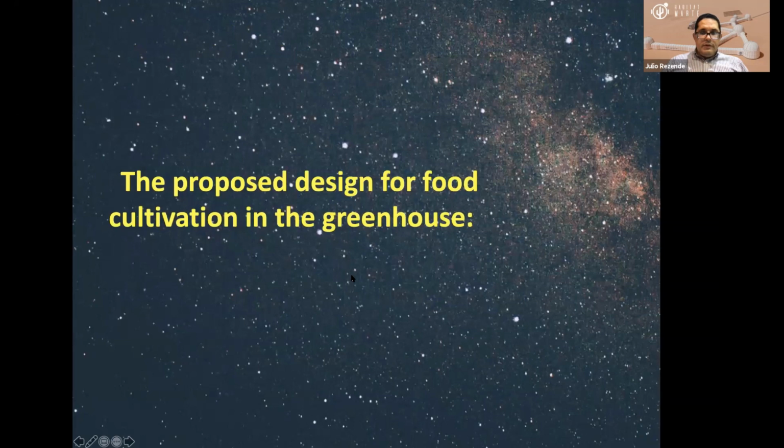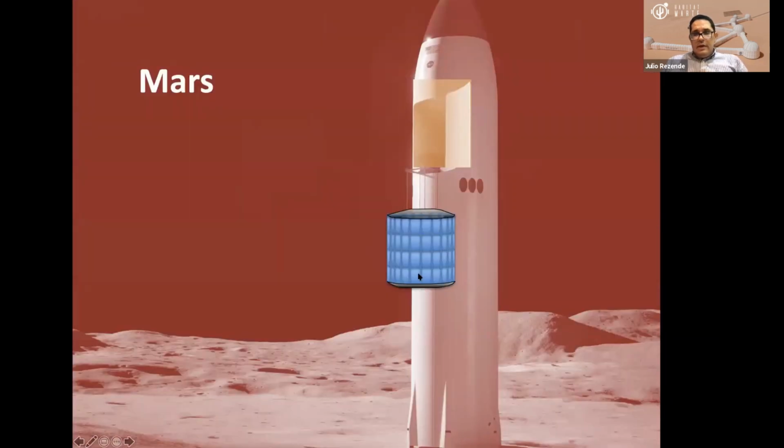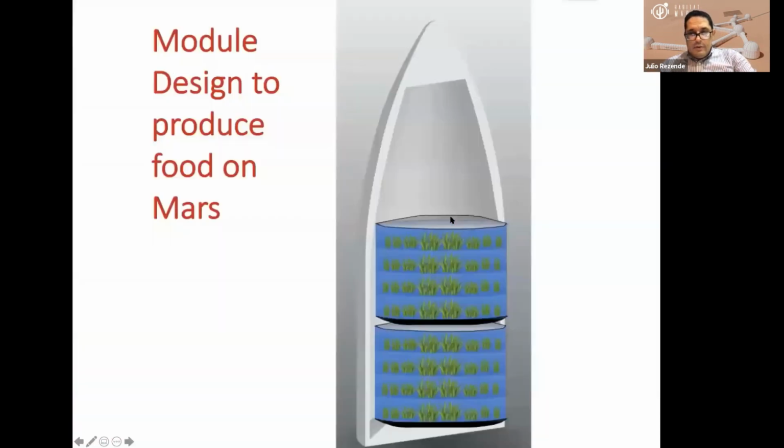Okay, we are proposing a design of a greenhouse. We are imagining the transportation process using the Starship rocket. This model is 3 meters tall and transported aboard the Starship. Also aboard the Starship it would be possible to transport many other different models like this.